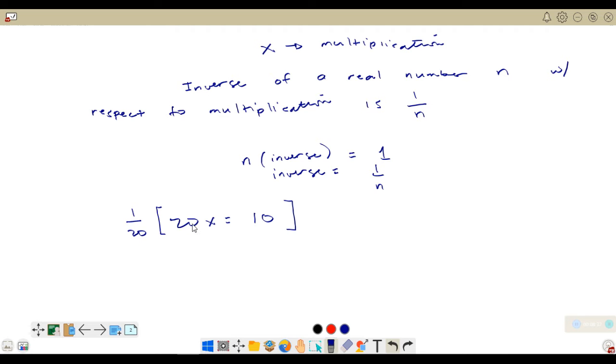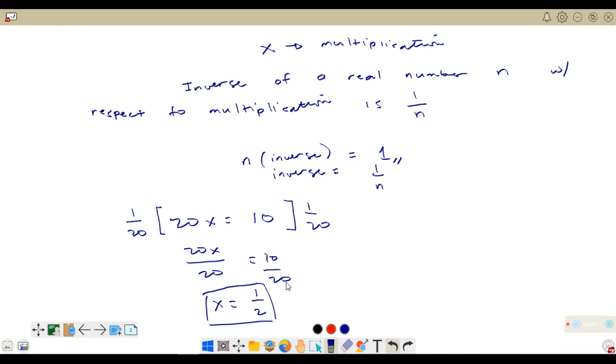So, para magawa nating 1 si 20, i-multiply natin siya by the inverse, which is 1 over 20. Therefore, we have 20x over 20 is equal to 10 over 20. So, we have x is equal to 10 over 20 or 1/2. Okay? So, this is how the multiplication property of equality works.